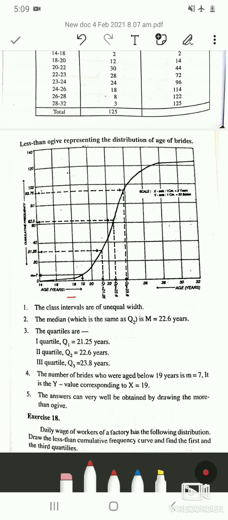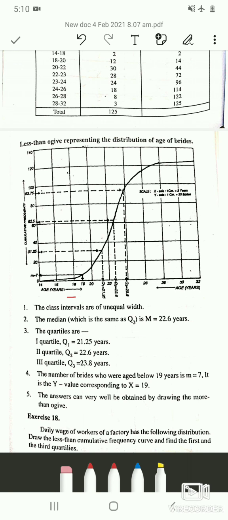So if they had given, find the number of brides whose age were below, for example below 26 years, what you have to do, 26 is here, draw a straight line till it touches the curve. It will touch here, then draw a perpendicular line to y-axis. So this value, which is somewhere 114, that will be your number of brides whose age is less than 26 years. So we have found all the three sub questions.